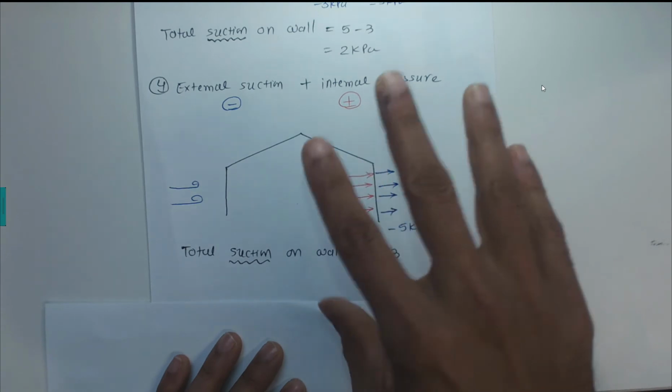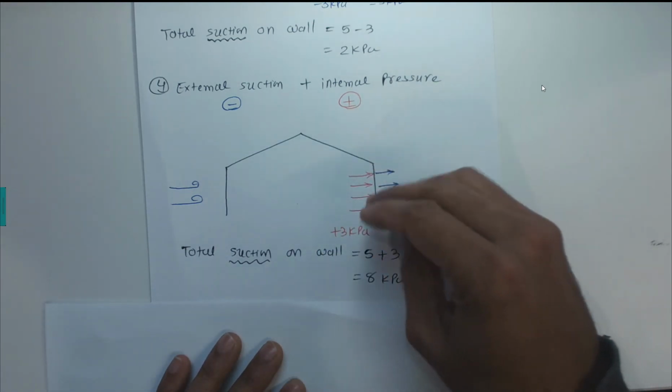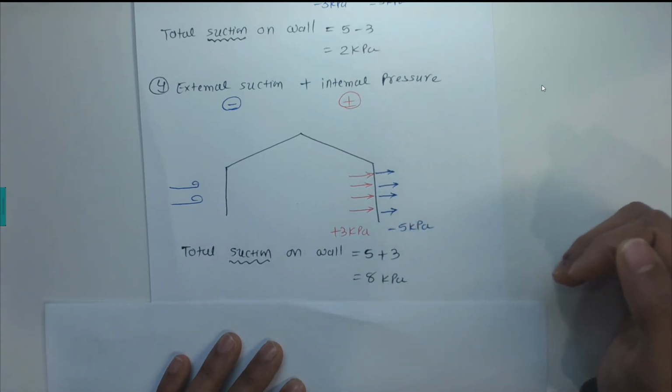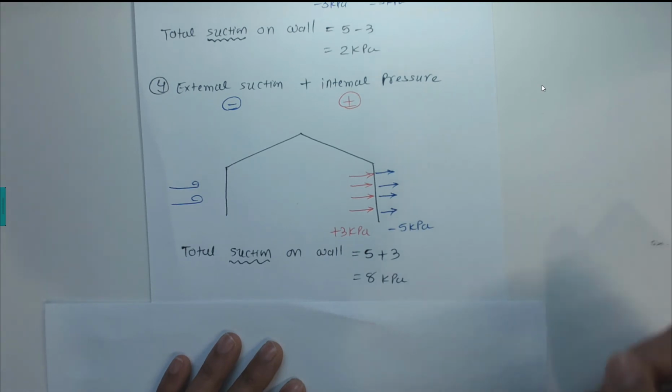Now this concept will help us in solving the example. So it's basically just checking the direction of the pressures, not considering the sign.